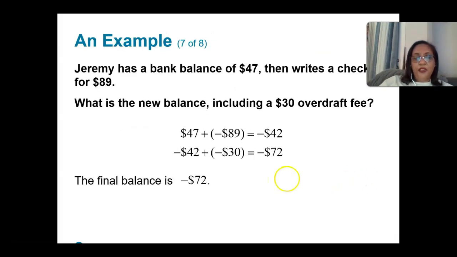Jeremy has a bank balance of $47 and writes a check for $89. So if you only have $47 and then you write a check for $89, you're going to end up with a negative balance. Make sense?